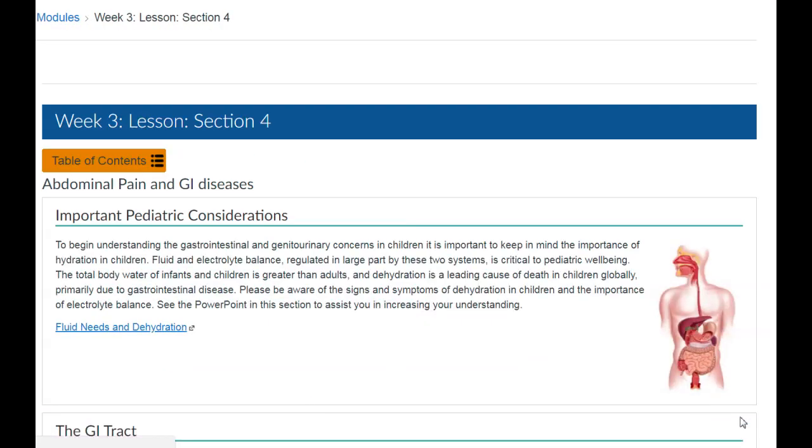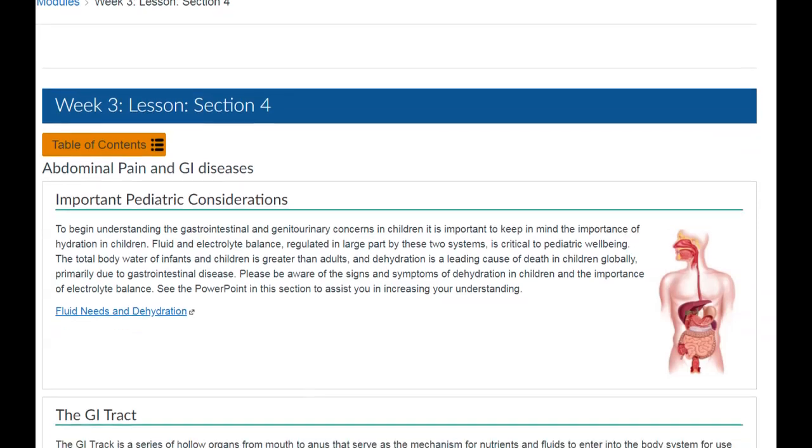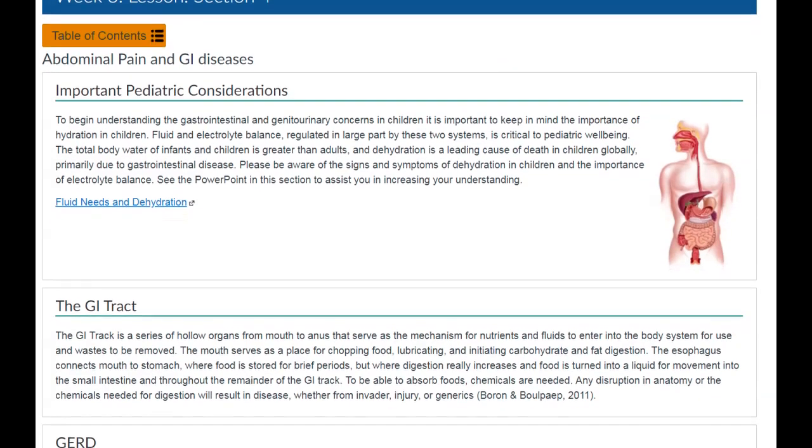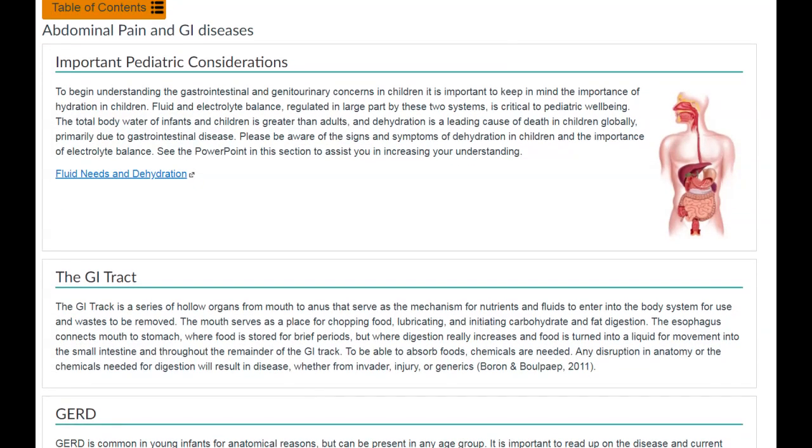Week 3 lesson, section 4, abdominal pain and GI diseases. Important pediatric considerations. To begin understanding the gastrointestinal and genitourinary concerns in children, it is important to keep in mind the importance of hydrating in children.